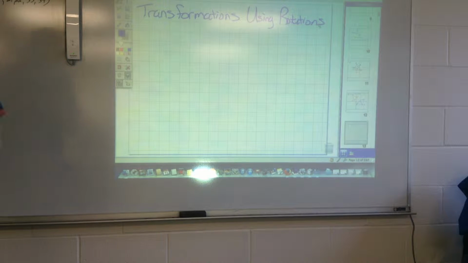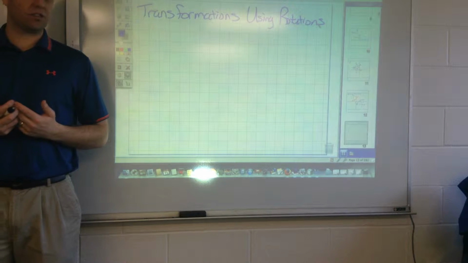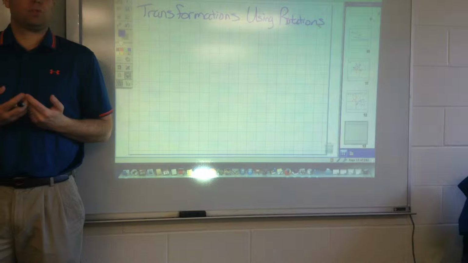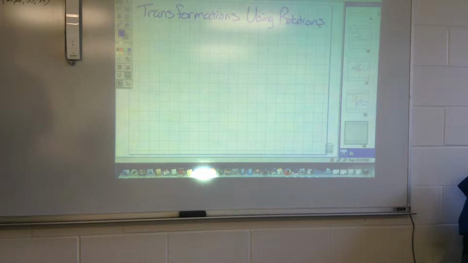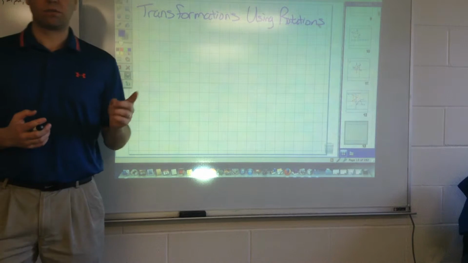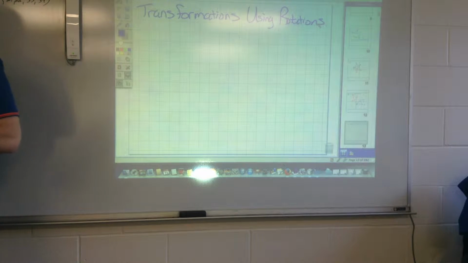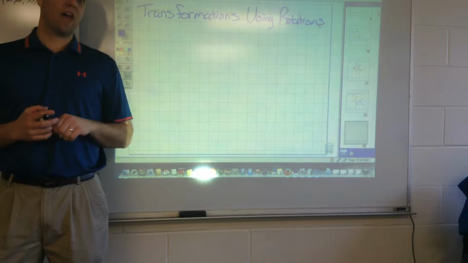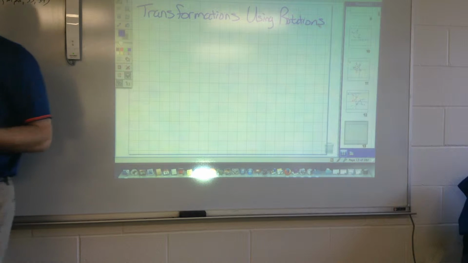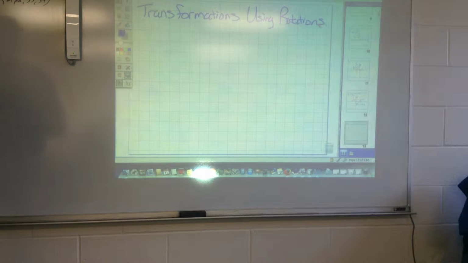Same thing with reflections, as you just noticed. Just because we reflected something didn't change its angles, it didn't change its area. It remained the same. Those were isometries, and this is also going to be an isometry. Just because you rotate something doesn't mean that it's changing its shape.